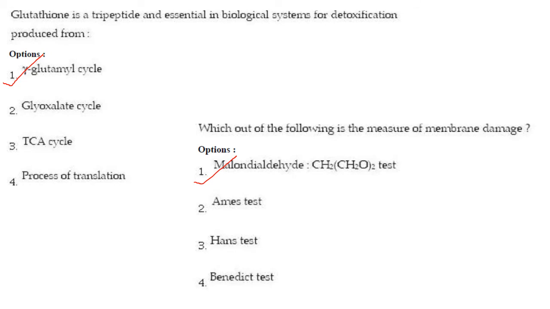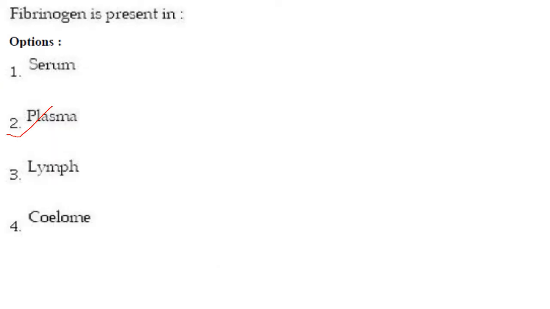Option 1 malonyl dialdehyde test, 2 Ames test, 3 Hans test, 4 Benedict's test. Answer is option 1 malonyl dialdehyde test. Next one, fibrinogen is present in option 1 serum, 2 plasma, 3 lymph, 4 coelom. Answer is option 2 plasma.